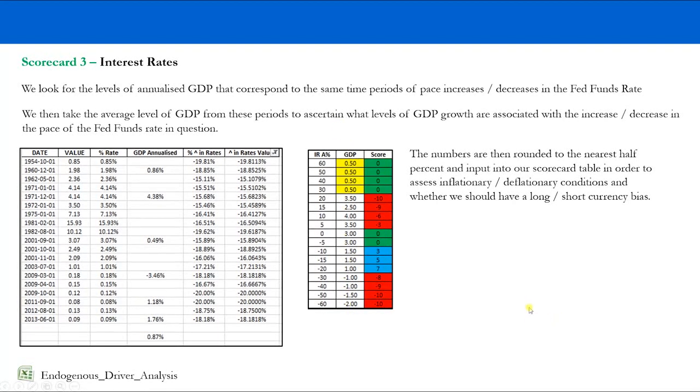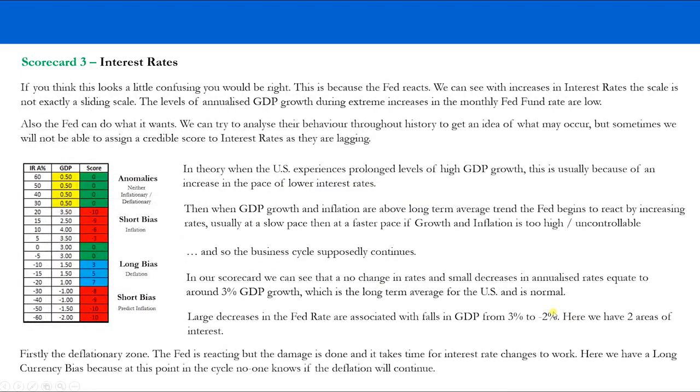Now you can see, as we've already mentioned, that the scorecard looks slightly different to previous scorecards, and we can explain how this works. If you think it looks a little confusing, you'd be right. And this is because the Fed reacts when it comes to interest rates. Interest rates, as we've mentioned previously, are lagging. But what we can see with increases in interest rates is that the scale is not exactly a sliding scale. There seems to be something going on over here.